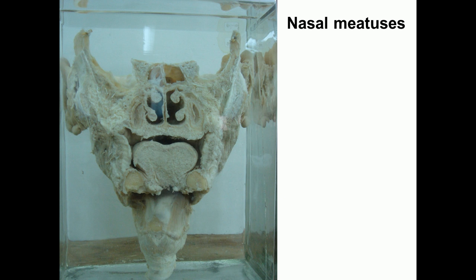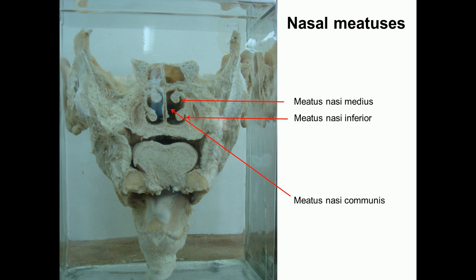Another picture which demonstrates the same structures. Here it is, meatus nasi medius, and here it is, meatus nasi inferior. Again, we can't demonstrate here meatus nasi superior because it's posterior to this section and isn't seen in this picture. And now, what is this? The third arrow is meatus nasi communis.